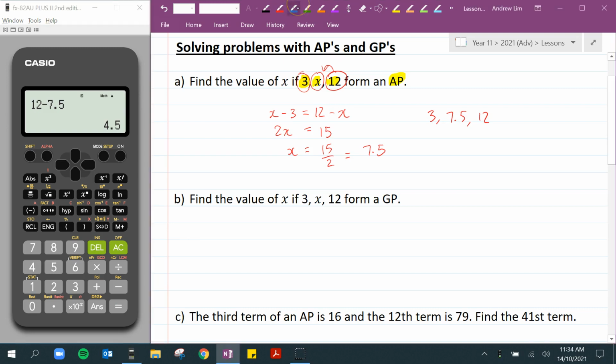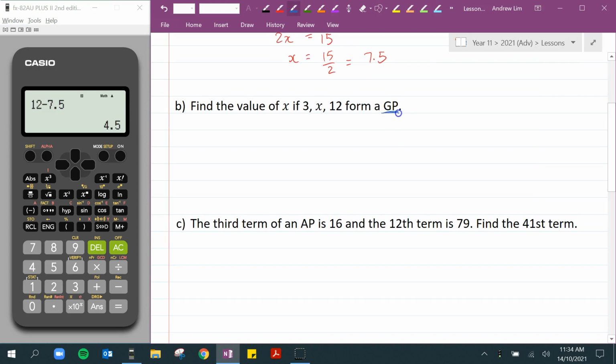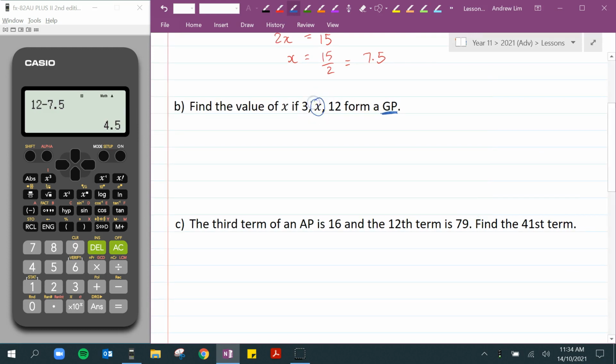Alright, let's have a look at question B. Find the value of x if 3, x, 12 form a GP. Because it's a geometric progression, or a geometric sequence, we know that they have a common ratio. So if we were to take a term and divide it by the previous term, it's going to equal the same thing as another term divided by the previous term. Well, here we're just going to cross multiply. That's going to get rid of our fractions. x squared is equal to 36. So x is equal to plus or minus 6.